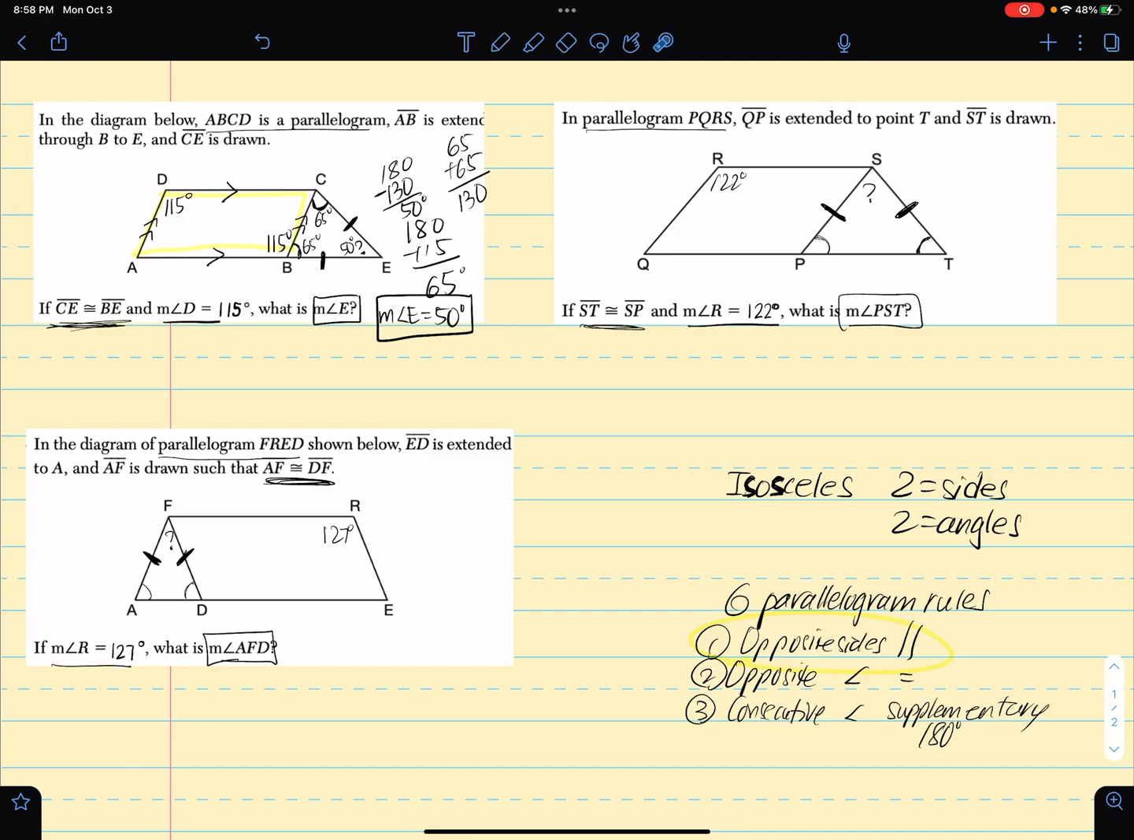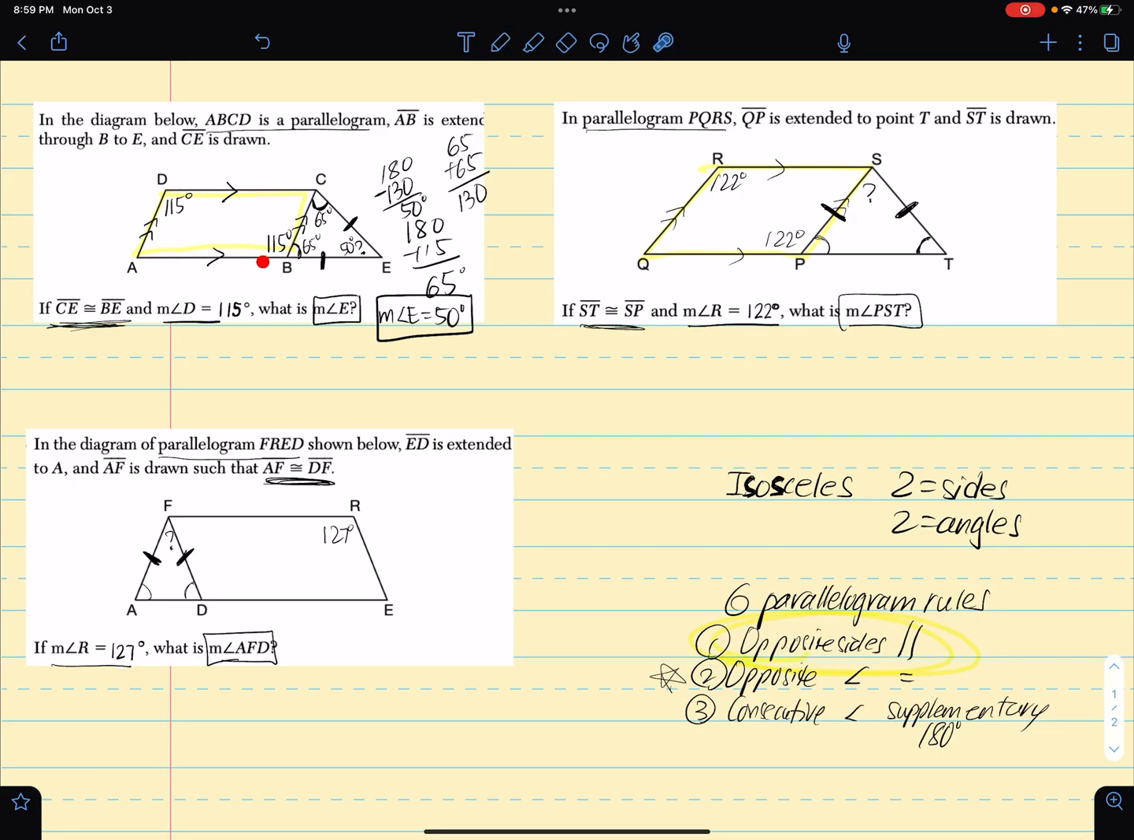Now let's look at this problem here. We had the same situation here, an isosceles triangle, and we have this angle in a parallelogram. So once again, the first rule was opposite sides are parallel. So let me put the arrows. Next, we have opposite angles are equal. And so if angle QRS is 122, then angle QPS is also 122.